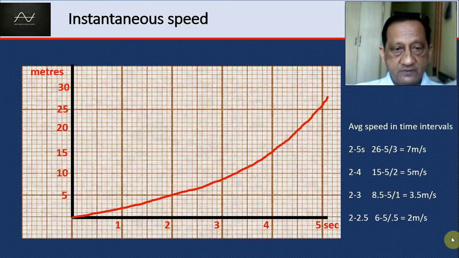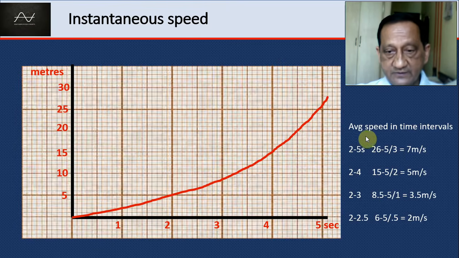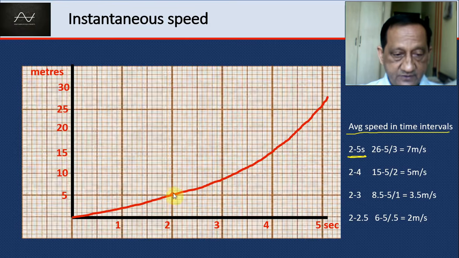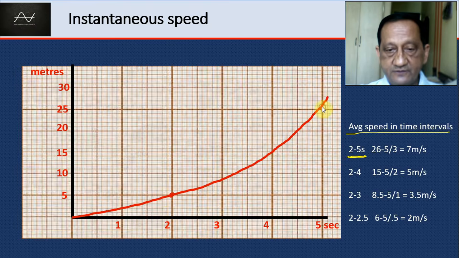Now from a graph of distance with time, let us talk about average versus instantaneous. Suppose I talk of average speed, it is always in some time interval. Suppose I talk of the time interval 2 to 5 seconds. What is average speed? Let us mark those points, right? At 2 seconds, it was at a position 5 meters, and at 5 seconds, it is at a position of 26 meters. This is 5 meters, this is 26 meters. So it went from 5 to 26. In how much time? 3 seconds.